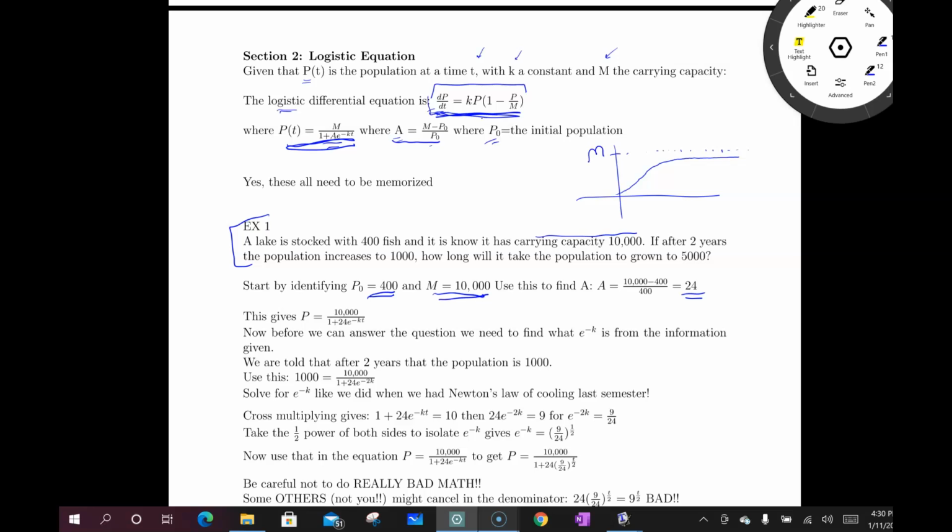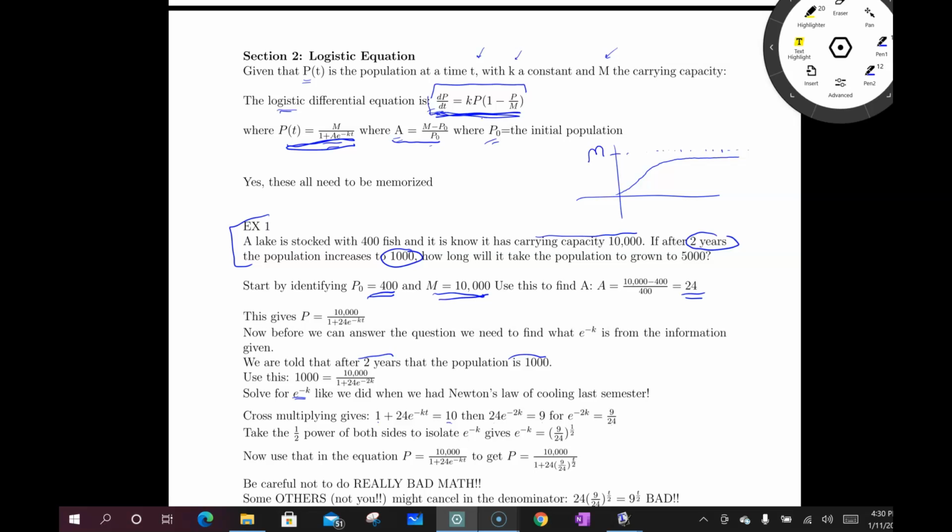All right, so they give you information to solve for the e to the negative k. This is very similar to what we did way back in Newton's law of cooling. So t is 2 years, the population is 1,000. So we're using that, and we're going to solve for e to the negative k. So here it is with 1,000, and I put in the t is 2 years. So a cross multiply. Divide 10,000 by 1,000, I got 10 here. So then I'm going to solve for e to the negative k. So subtract 1, so I get 9. Divide by 24, so I get e to the negative 2k is 9 over 24.